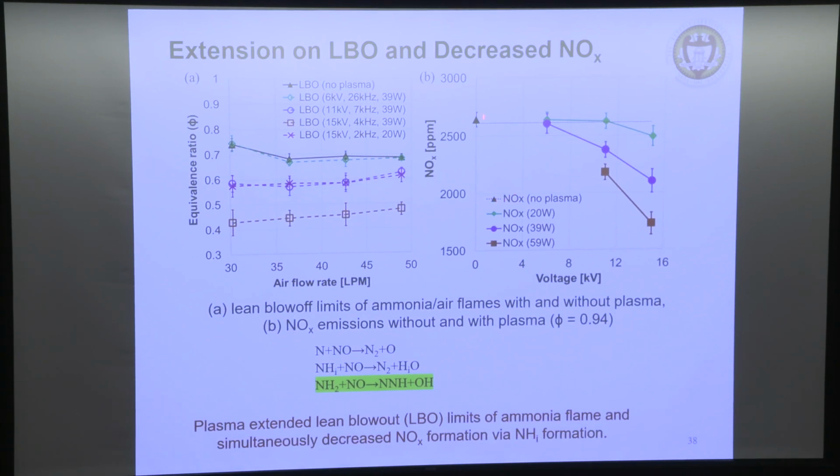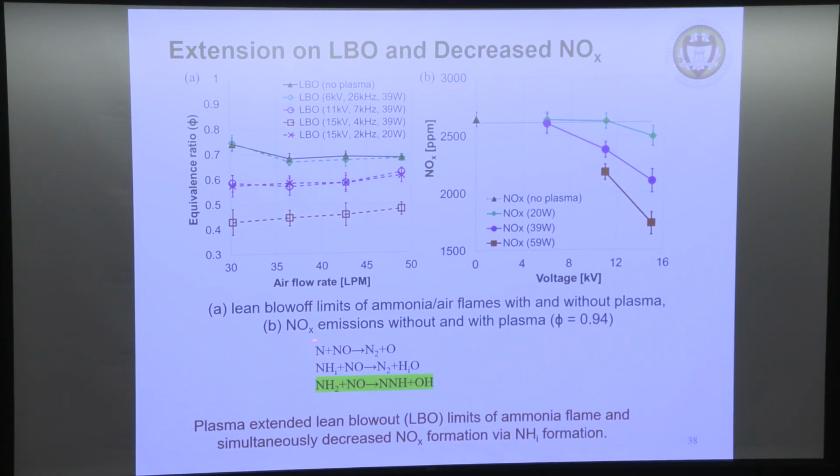But most importantly, what they showed is the NOx emission. No plasma is here, with plasma is there, and this is voltage. You can see that with plasma, the NOx is reduced. That is unbelievable, because most people in hydrogen combustion, if you put plasma there, suddenly your NOx is formed. But ammonia is very different. You can see the reduction.